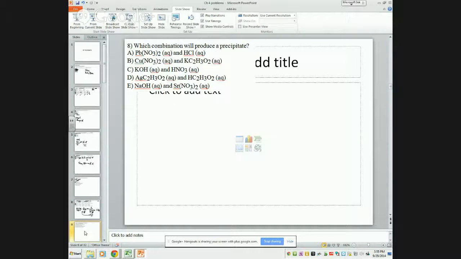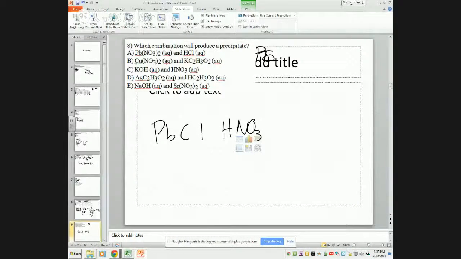Number 8. Which combination will produce a precipitate? This is just kind of remembering your solubility rules or cheating if you don't remember. So, all right, I look at choice A. What's going to happen? Well, they're going to switch partners and see what happens. I'll get PbCl and HNO3. They switch partners. Now, I remember the NO3s are always soluble, so I know that that isn't going to be my precipitate. But I kind of remember seeing Pb somewhere.